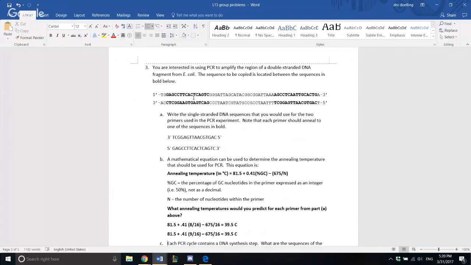Okay, so the next one is 5 to 3. So we have G, A, G, C, C, T, T, C, A, C, T, C, A, G, T, C. Again, the same exact thing, reciprocal.